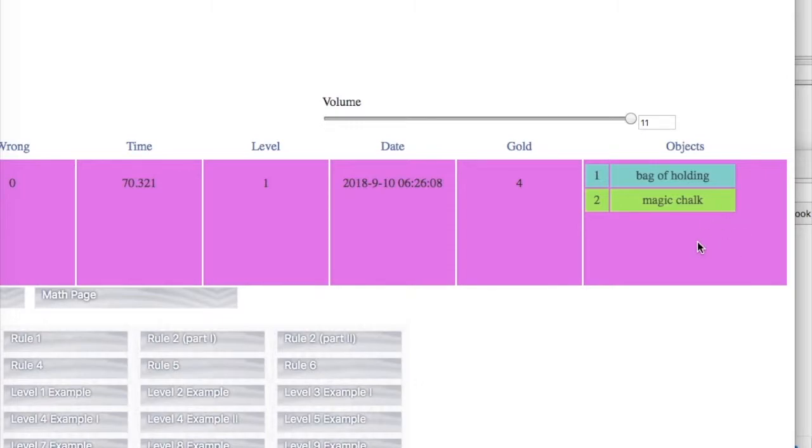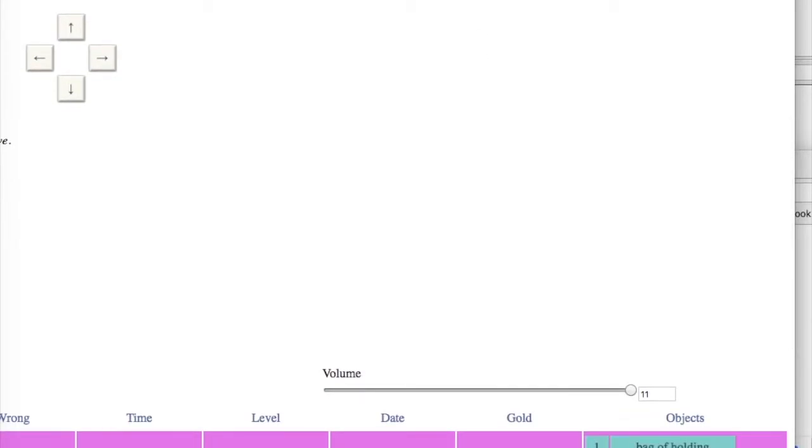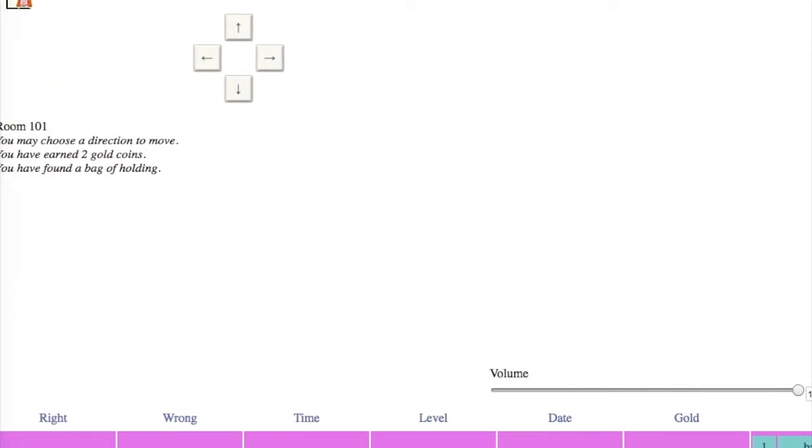Once you get a whole bunch of this, you can scroll through this stuff and it tells you how much gold you have. And anytime you get a question right, you get gold. Anytime you get a question wrong, you lose gold. You're trying to get as much gold as possible. You're trying to get some magical objects.